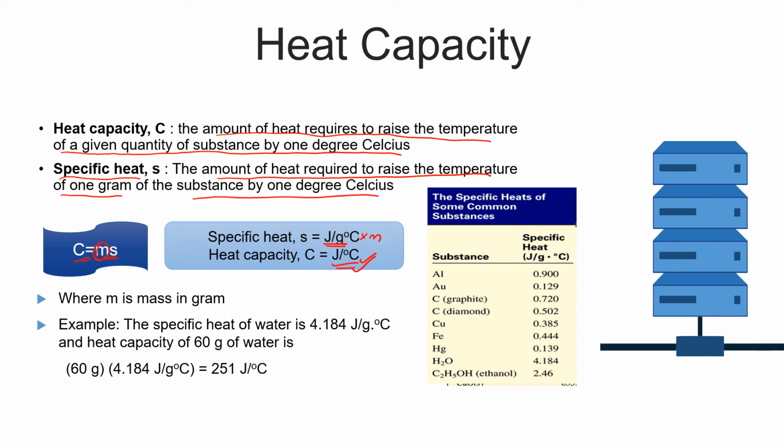Okay. So for example, the specific heat of water adalah 4.184. So heat capacity adalah berapa kan? So C is equal to 4.184 joule per gram degree Celsius times dengan mass dia 60 gram. So tengok kat sini, unit gram dah cancel kan? So you can get the value of heat capacity. So dapatlah 251 joule per degree Celsius. Okay.